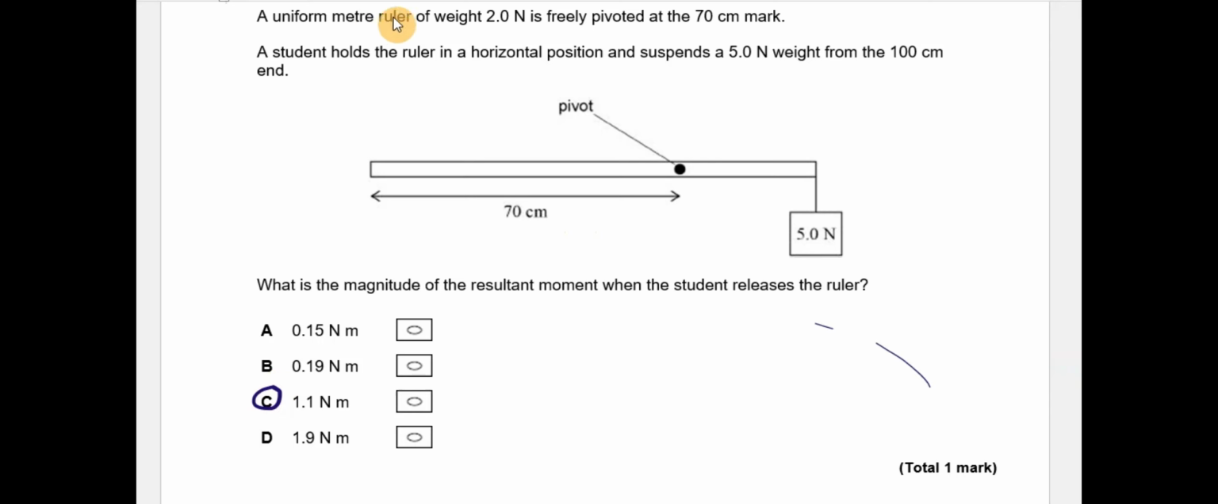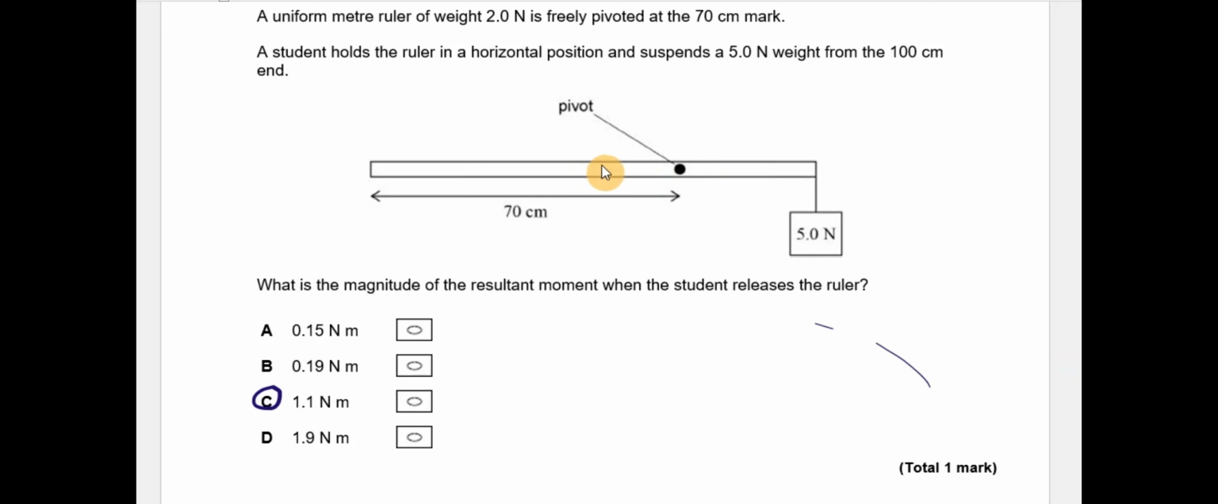So, a uniform meter rule of weight 2 newtons is pivoted freely at the 70 centimeter mark. The student holds the ruler in a horizontal position and suspends a 5 newton weight from the 100 centimeter end. What is the magnitude of the resultant moment when the student releases the ruler?